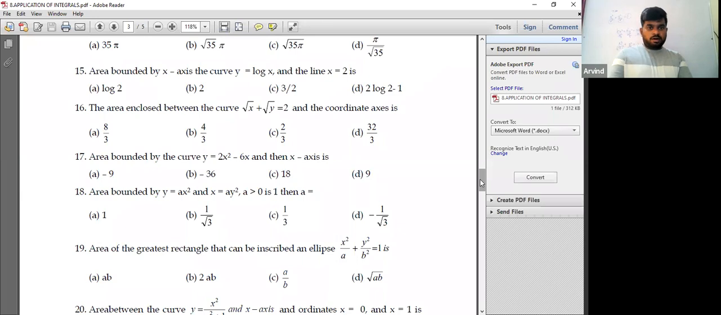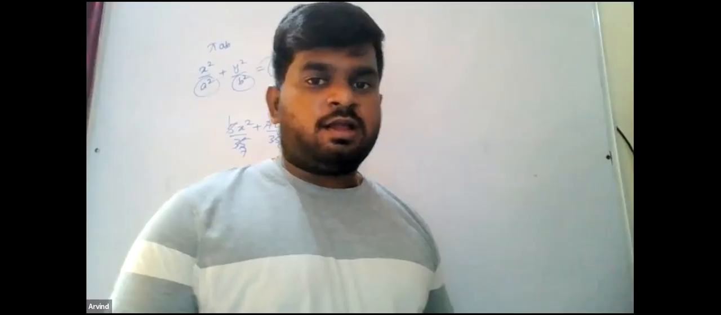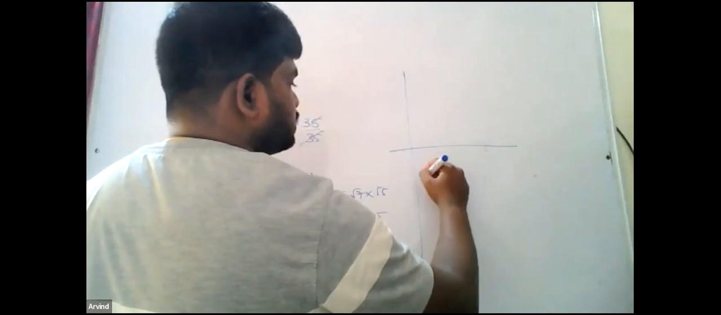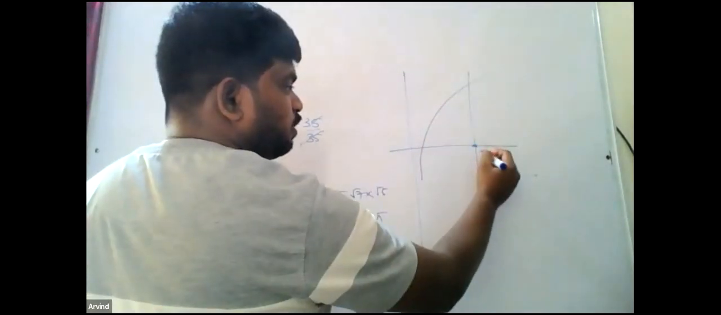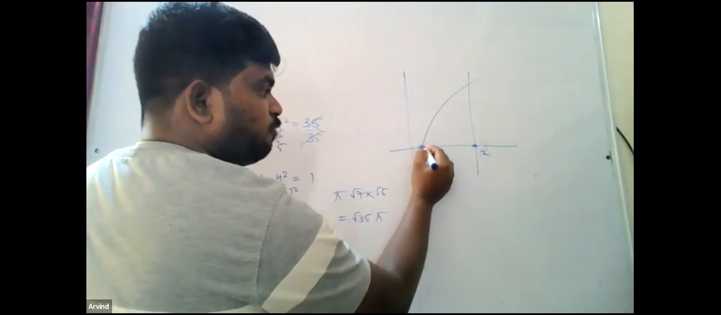Area bounded by the curve, sorry, area bounded by the x-axis, y is equal to log x and line x is equal to 2. If you know the curve of log x, it will be easy. If you don't know also, if you interpret it, it will be very easy. Log x is kind of like this. So x is equal to 2 is somewhere here, you have to find that.